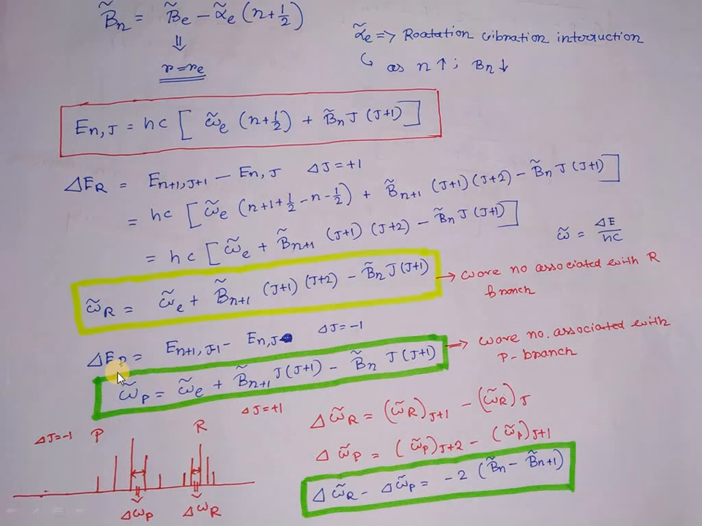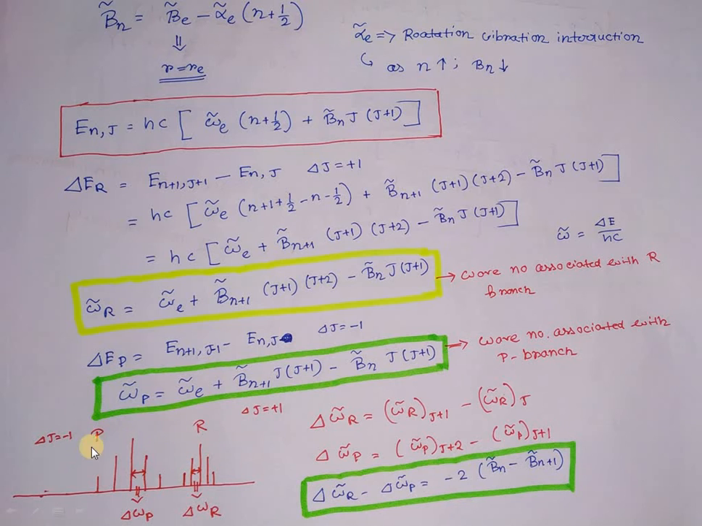Similarly, we can also determine the energy difference in case of P branch, and from that we can calculate the wave number associated with that P branch, which is omega P bar equal to omega E bar plus (B̄n+1 + B̄n) into (j+1) minus... Okay, so you can see that this is the rotation vibrational spectra.